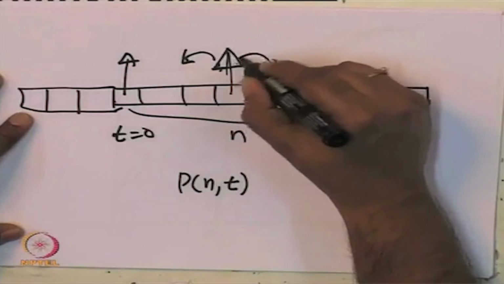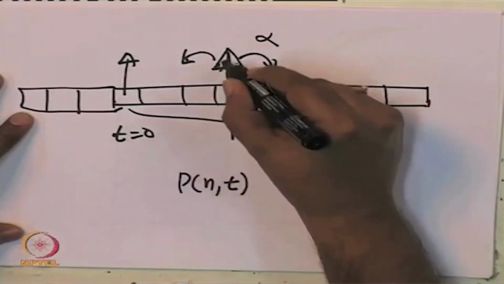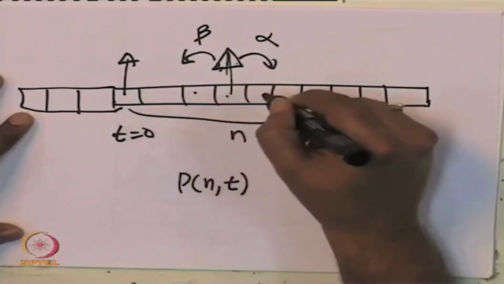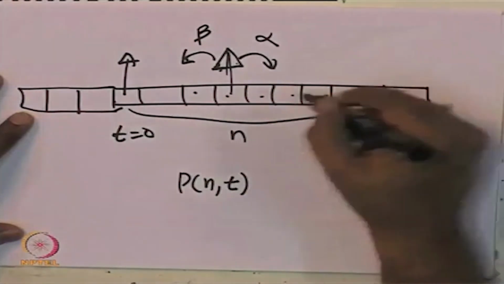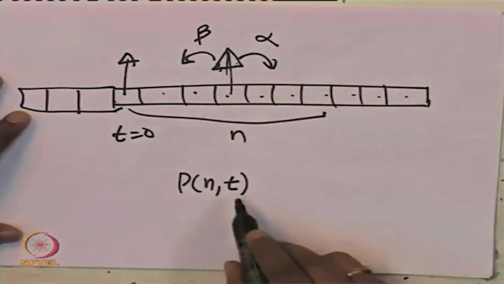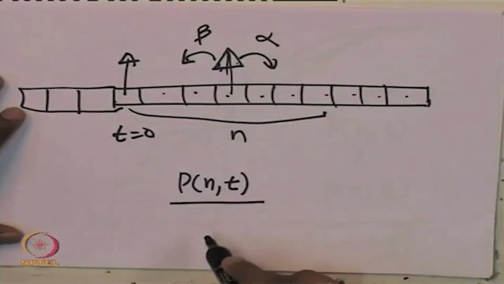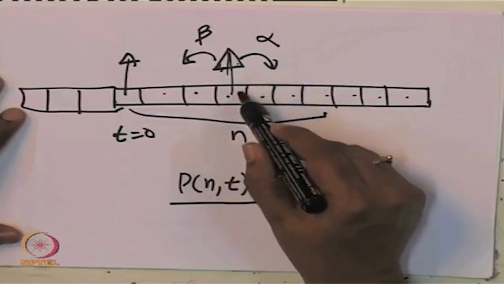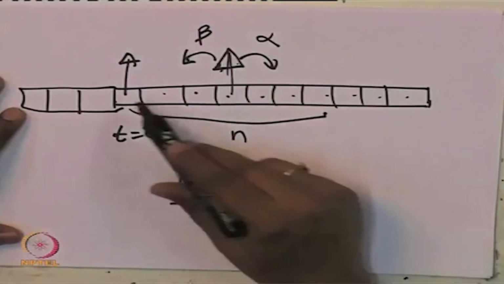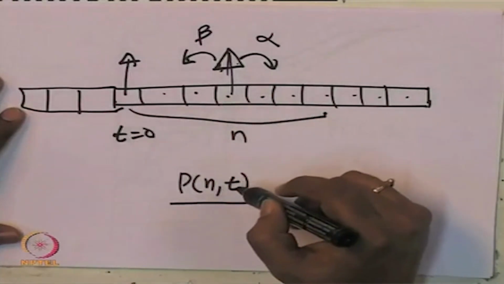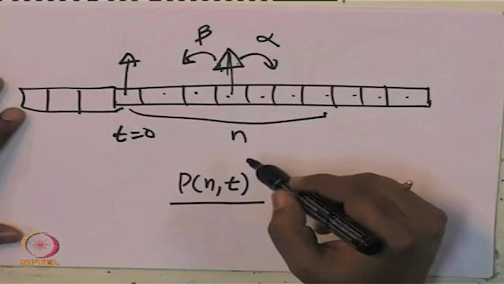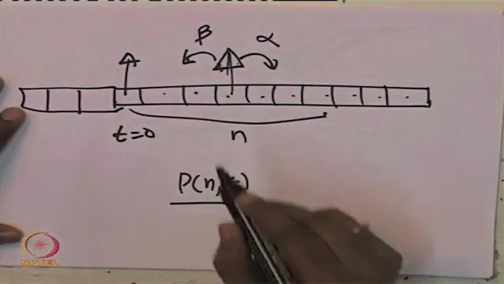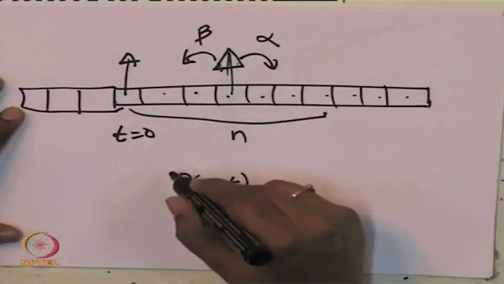At any point, it can go to the next one with some rate alpha, or it can go to the previous monomer. The molecular motor is moving along the monomers. So, even for a molecular motor, we can define something called P of n, t, which is the probability that it would have moved a distance of n monomers in a time t. So, both for polymerization and depolymerization or motion of a molecular motor, one can define P of n, t.